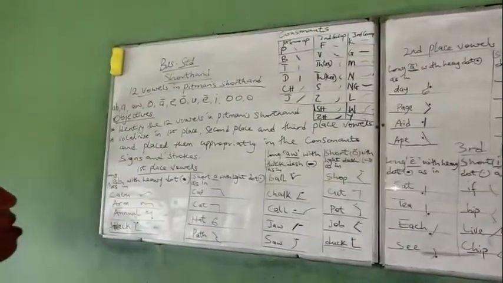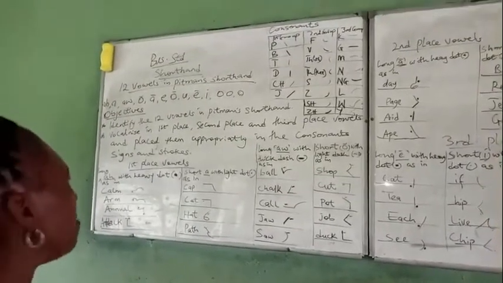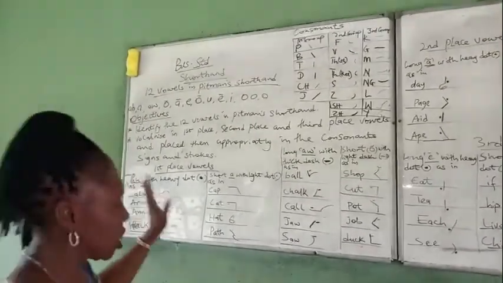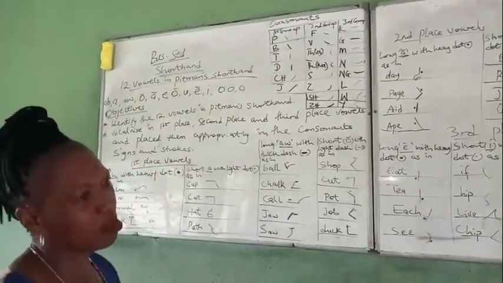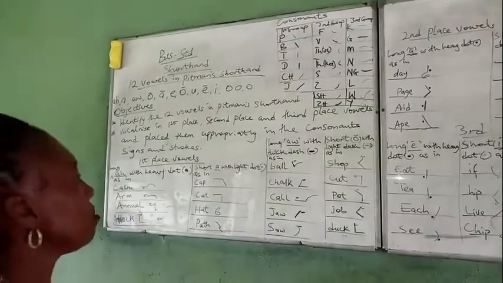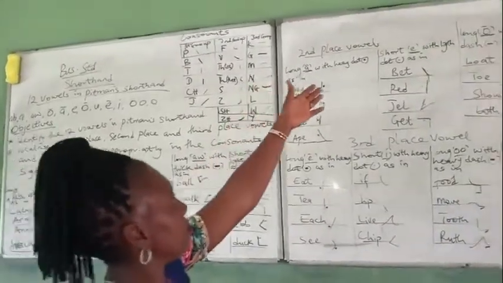Then one thing you must bear in mind when vocalizing, or writing in first placement, is that it should not touch the line. And when you are vocalizing, you vocalize at the beginning of the stroke or signs. Then let's go to the second place.